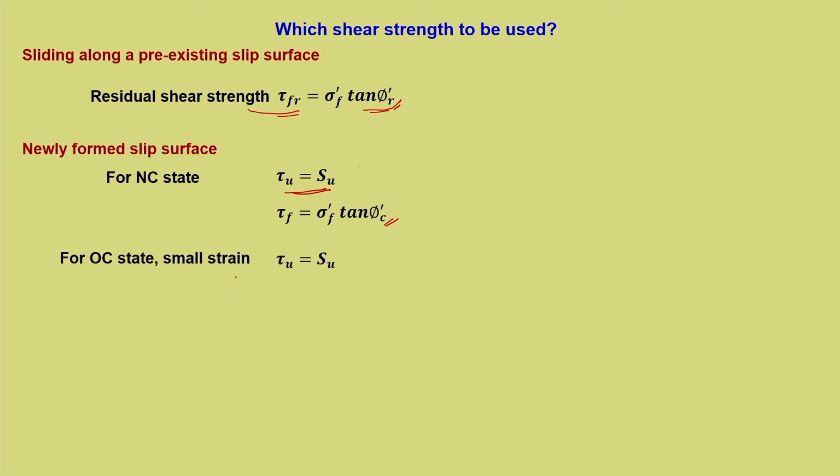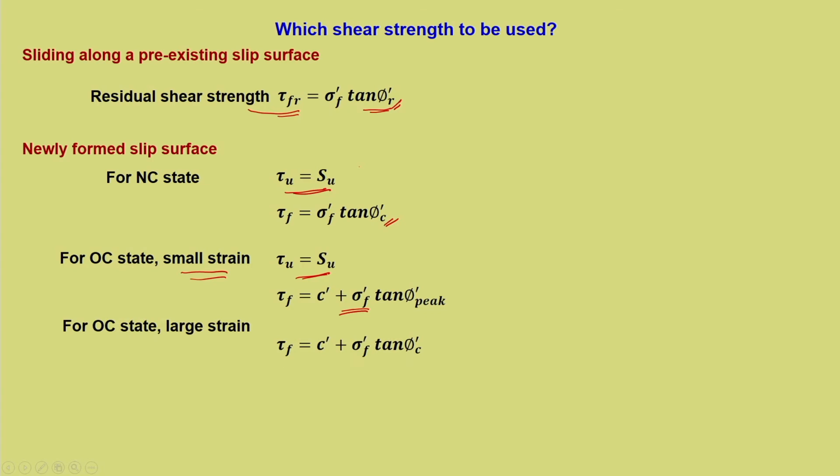For OC, if it is small strain, then for undrained, it remains the same. Whether it is large or small, tau f is equal to SU. And for drained, tau f is equal to c dash plus sigma dash f tan phi dash peak. Please note here, it is a small strain problem. We know that the peak condition is always with respect to smaller strain, and at larger strain, it strain softens and reaches the critical state. So this is what we have already seen. So that information is very vital in appreciating this particular point.